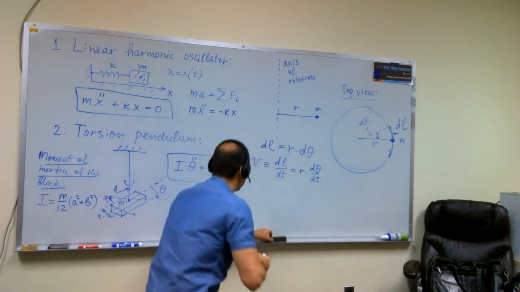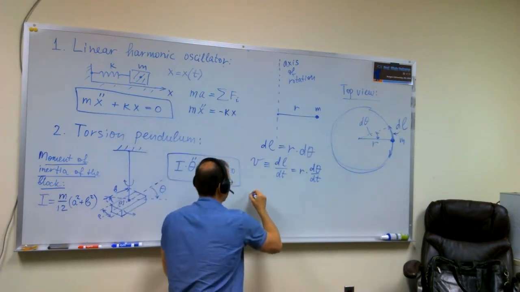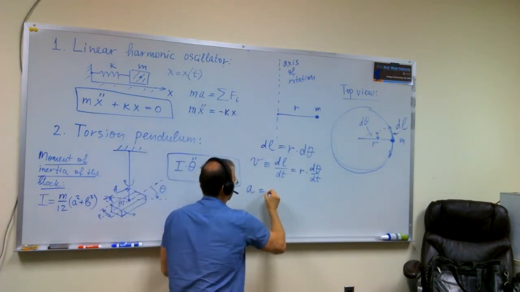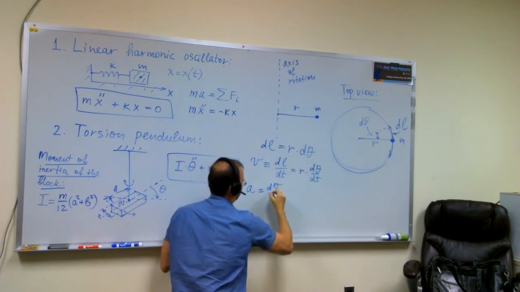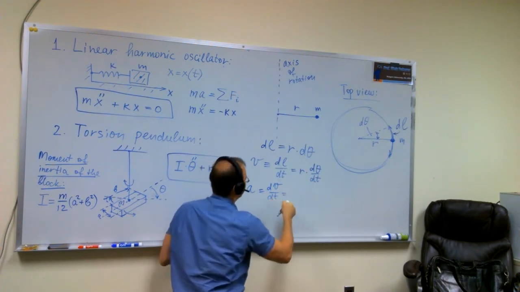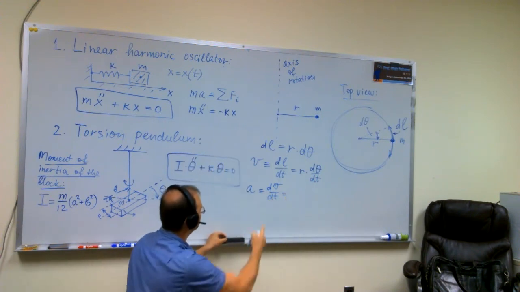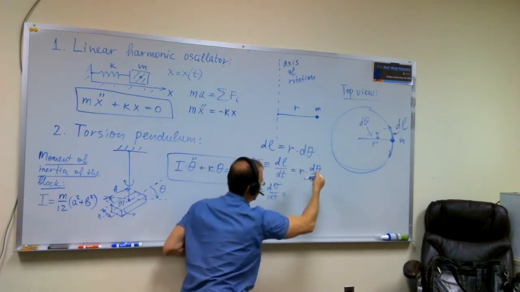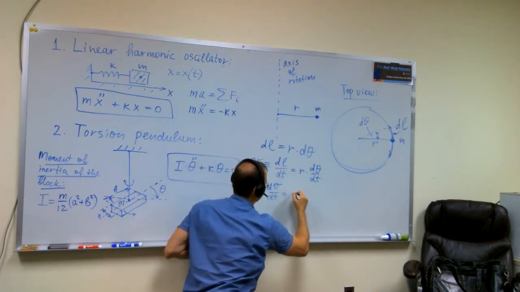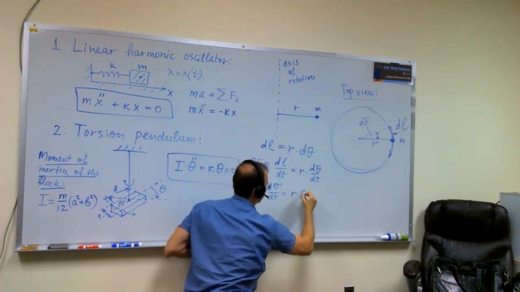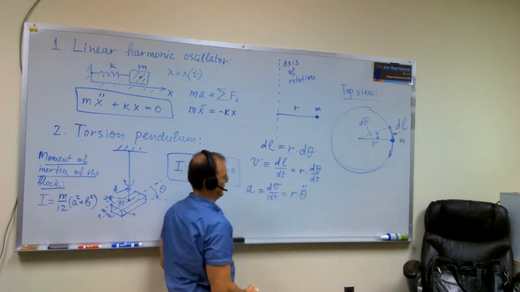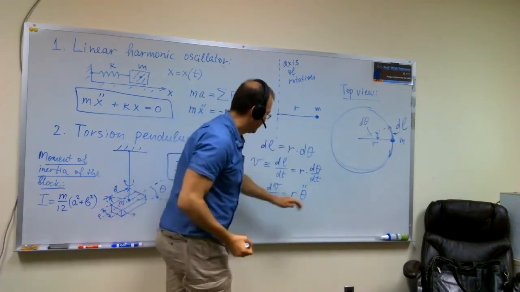Now, what about acceleration? Then acceleration a of the mass is by definition dv/dt, right? So dv/dt is, differentiating this again, we get R, basically the second derivative of theta shows up here, like this, right? So that's the acceleration.